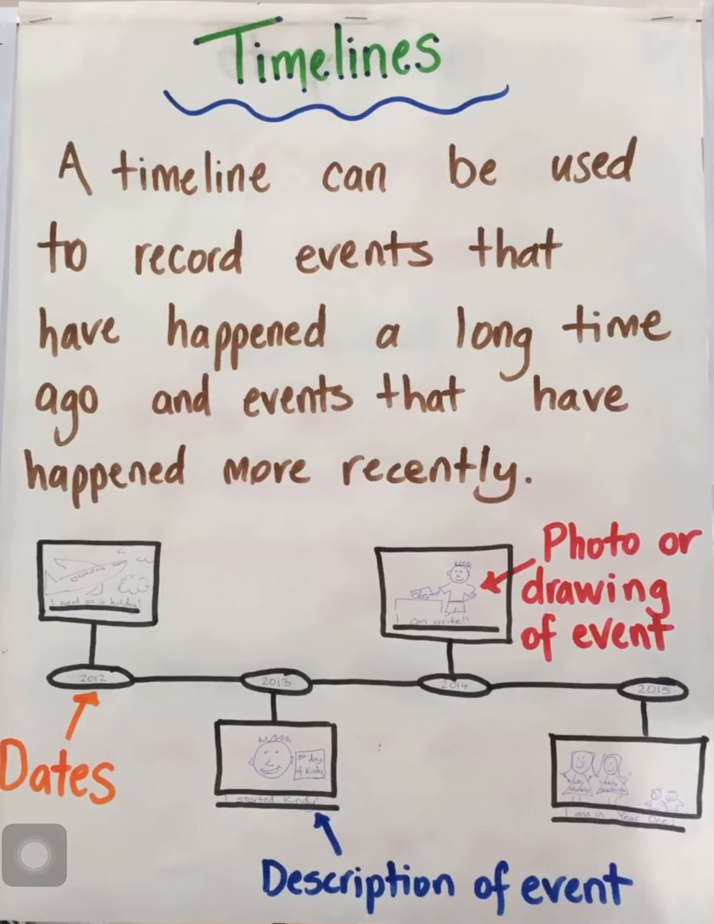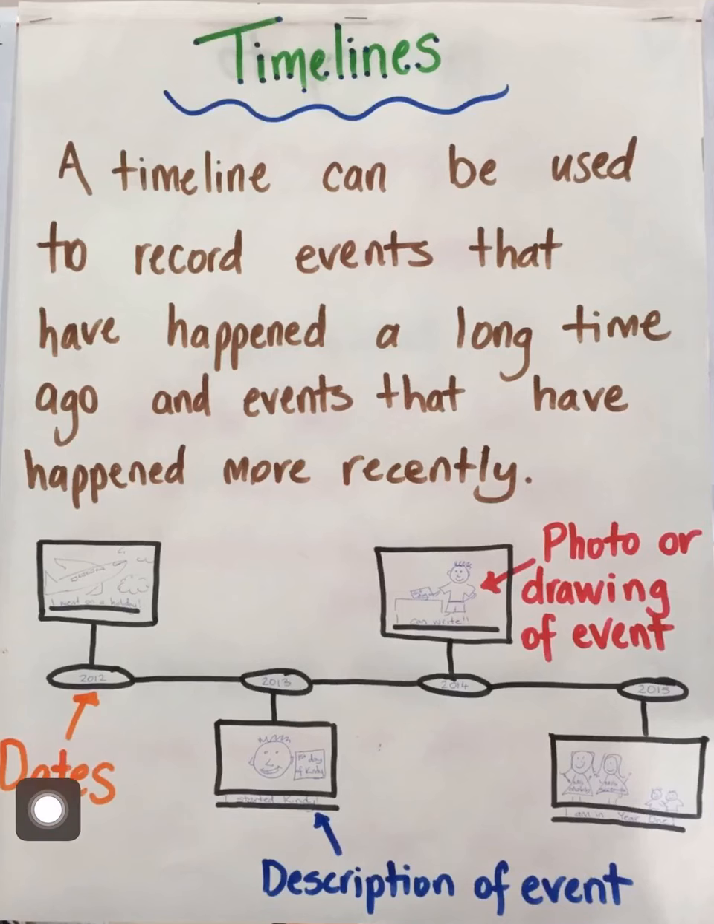A timeline can be used to record events that have happened a long time ago and events that have happened more recently. So you can make a timeline about anything. You can make a timeline about your life, even though it's still happening. You can make a timeline of the events of a certain war. So here is what timelines need.